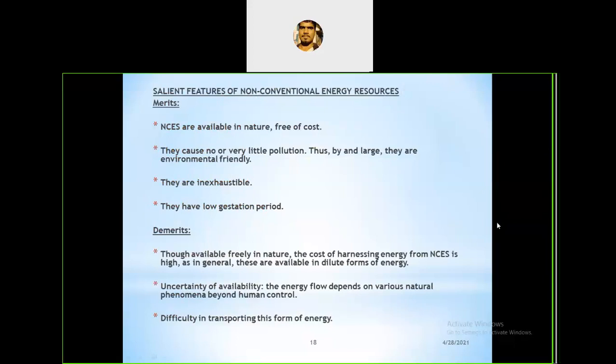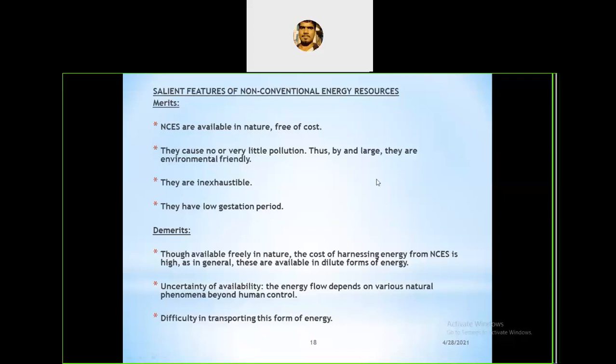Some of the salient features or merits of non-conventional energy sources. So far we discussed that conventional is also called commercial. Non-conventional is also called non-commercial sources. Okay, so non-conventional energy sources have some advantages.